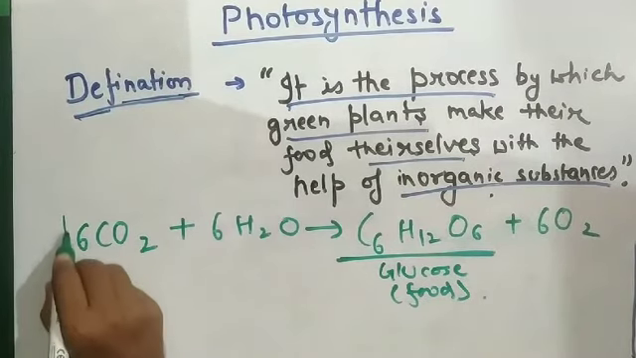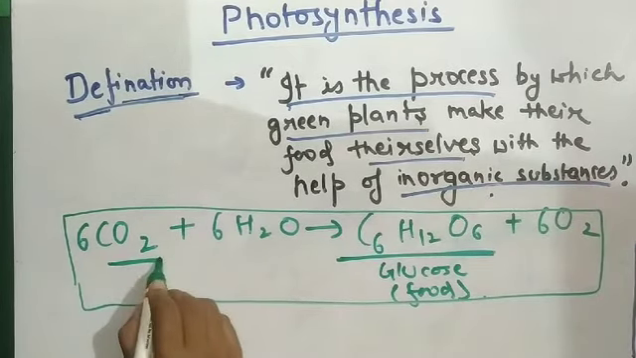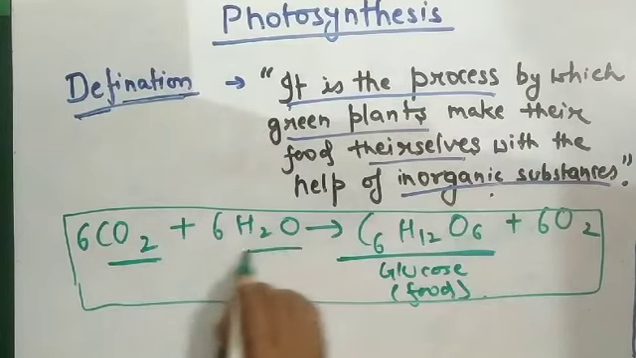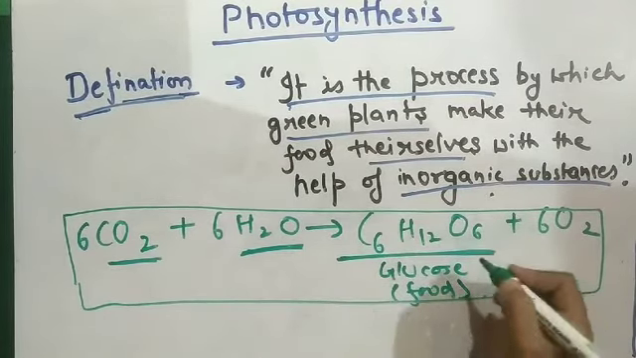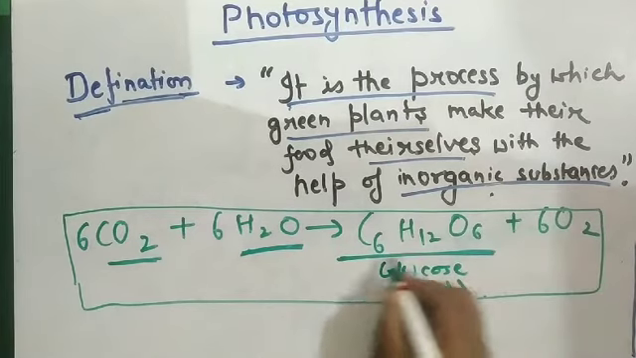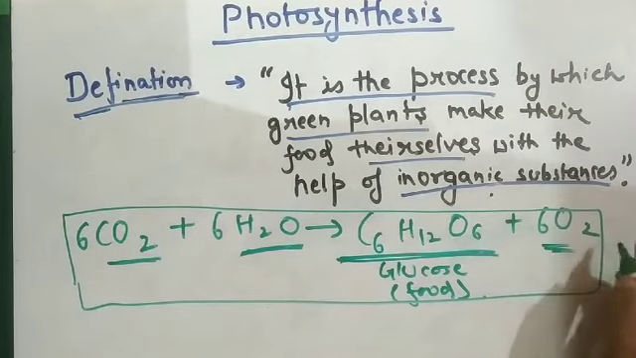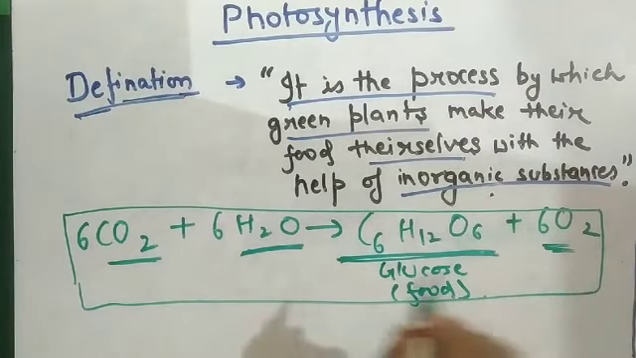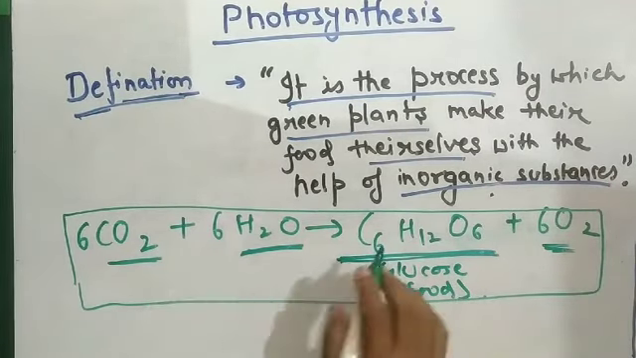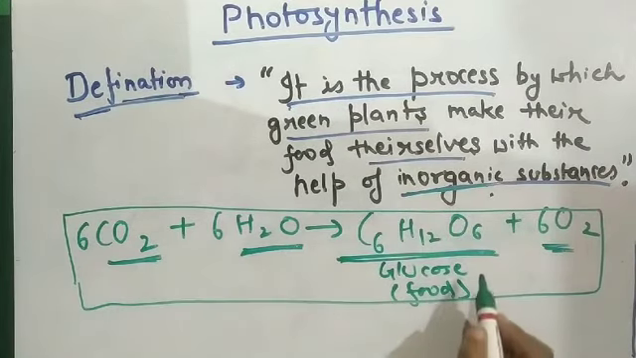What happens is, with the help of the inorganic substances, that is 6 molecules of carbon dioxide and 6 molecules of water, 1 molecule of glucose, the organic substance that plants eat, the carbohydrate, is formed, and 6 molecules of oxygen are also formed, which are released into the environment, and when we breathe we take this oxygen during our respiration process. So the inorganic substances are carbon dioxide and water that plants use to make this glucose molecule.